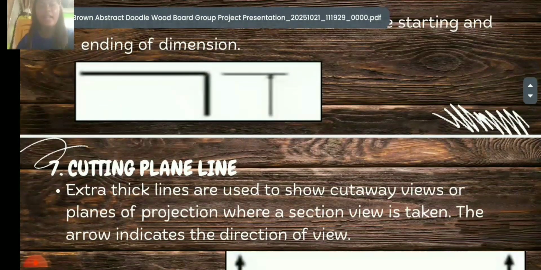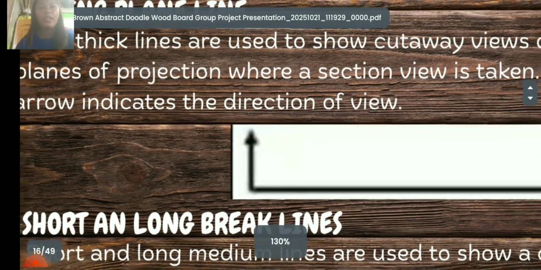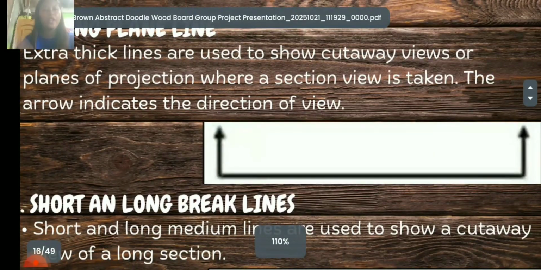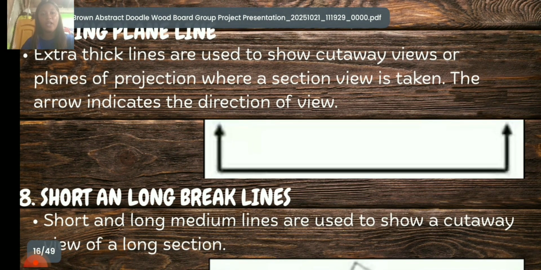Next is cutting plane line. Extra thick lines are used to show cutaway views or planes of projection. Where a section view is taken, the arrow indicates the direction of view. Cutting plane lines often have arrows at the ends. These arrows show the direction of view for the section. Cutting plane lines are crucial for understanding what the inside of an object looks like, providing a clear visual representation of its internal structure.